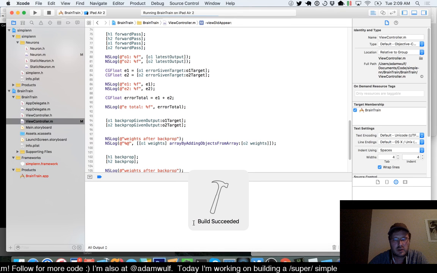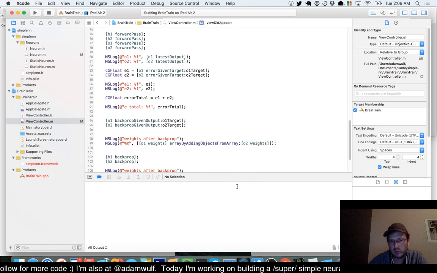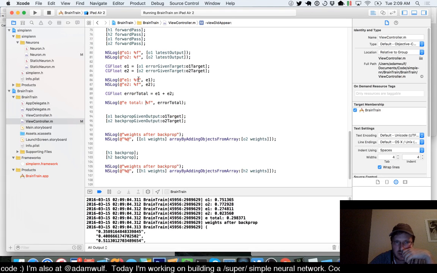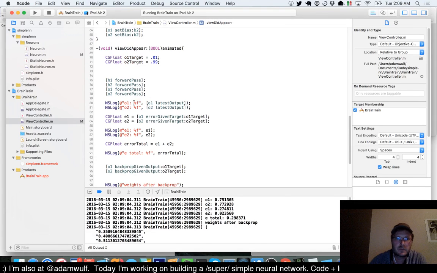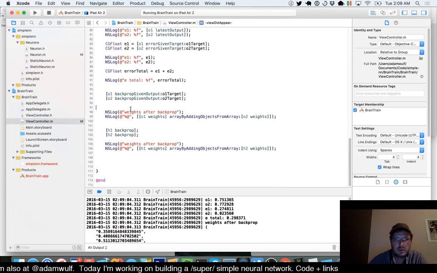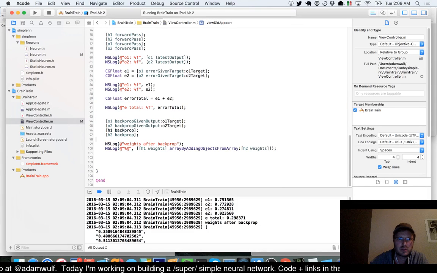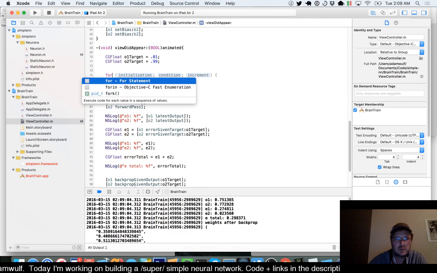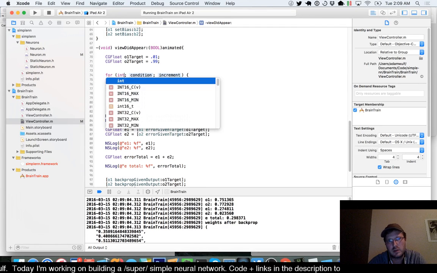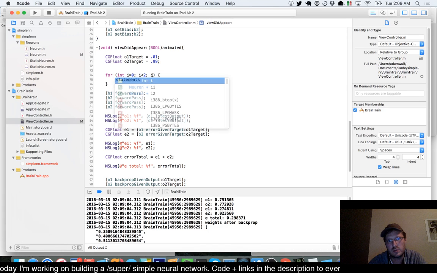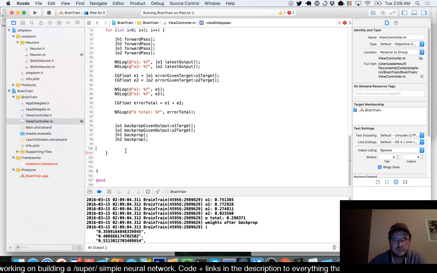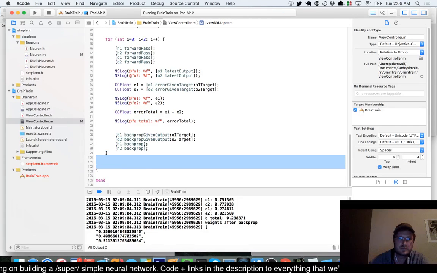What is our error total? Is that an interesting number that maybe we'd want to show? 0.29. So if we did that, output weights, I don't care about doing that one. Forward pass: for int i equals 0, i less than 2. We'll run this twice, right?